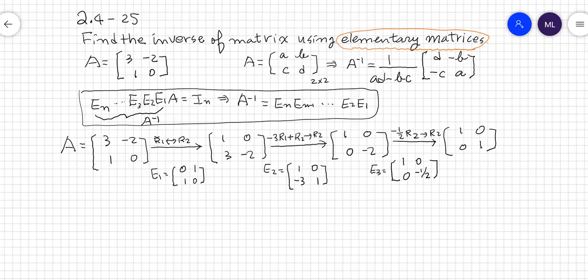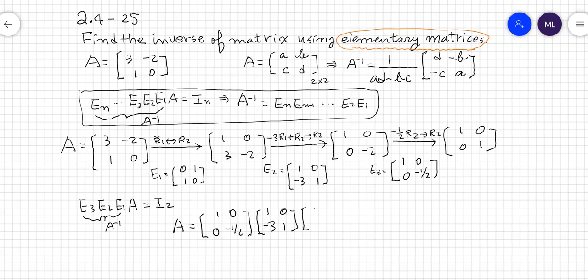So what they mean here is that E3, E2, E1 times A is the identity, right? So this becomes A inverse. A inverse is E3, which is 1, 0, 0, negative 1 half, then E2, which is 1, 0, negative 3, 1, and then E1, which is 0, 1, 1, 0. Okay.